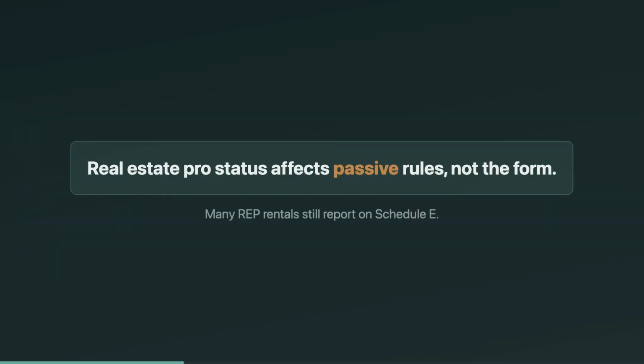Here's the exam trap. Real estate professional does not automatically mean Schedule C. A real estate pro can still report rentals on Schedule E. The big change is passive versus non-passive treatment. If you're not a real estate professional, rental losses are generally passive, even if you're hands-on. That means losses may be limited and carried forward under the passive activity rules.